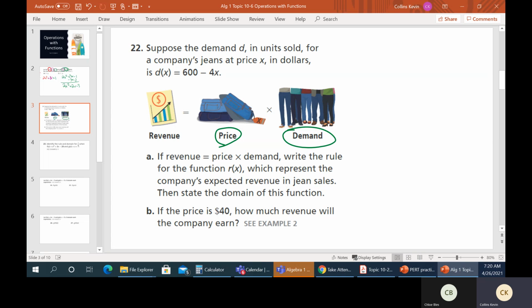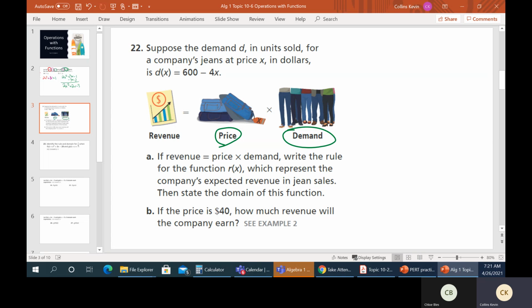So it says if revenue is price times demand, write the rule of a function r of x, that'd be the revenue, which represents the expected revenue in jeans, and state the domain of the function. Okay, so you can't buy negative jeans, right? So we're going to have to say our domain is going to start at 1. And then it could go to infinity, but it's probably not going to. And here's why.